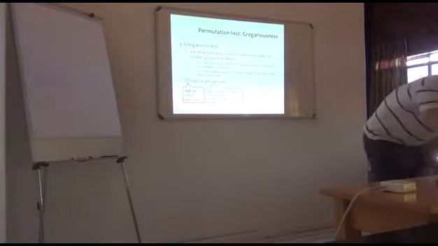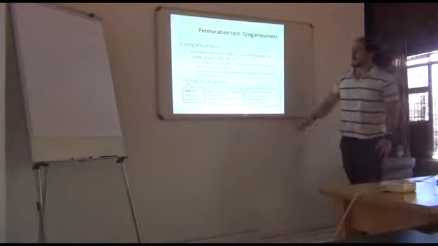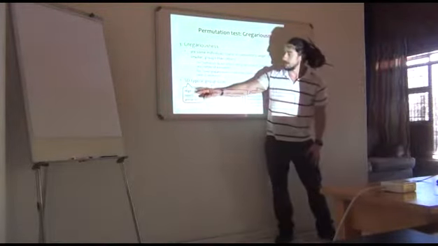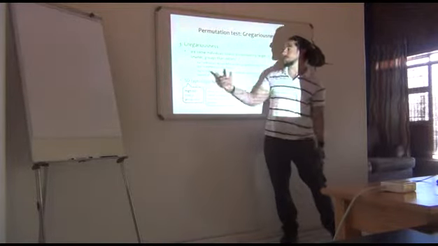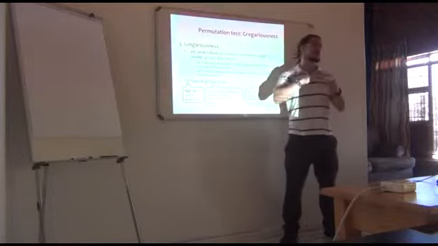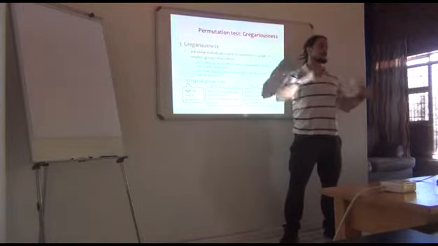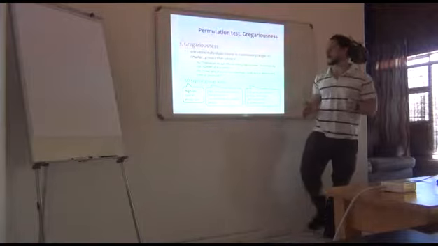So that means if you have gregariousness, you're going to have a high standard deviation of the group sizes, which means you have a lot of dispersion. You have super big groups and super small groups.